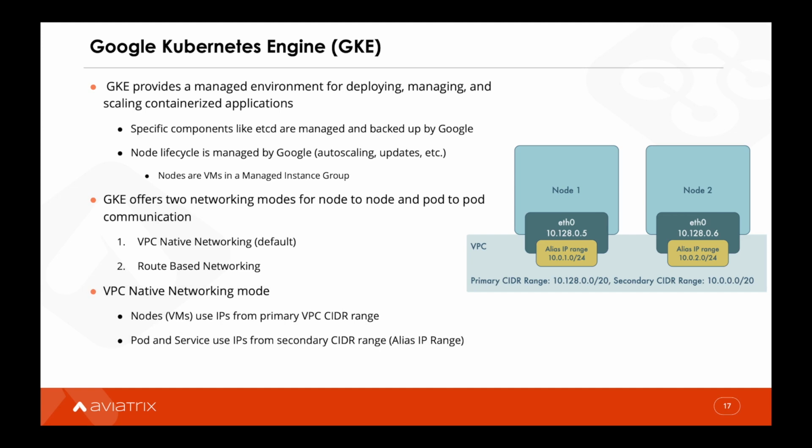When you're deploying your node and pod, they obviously need an IP network, but how do they get the IP address? The nodes are taking the IP addresses directly from the VPC CIDR range. The pods and services are using the IPs from the secondary IP range. We also call them alias IP ranges or alias IP addresses.